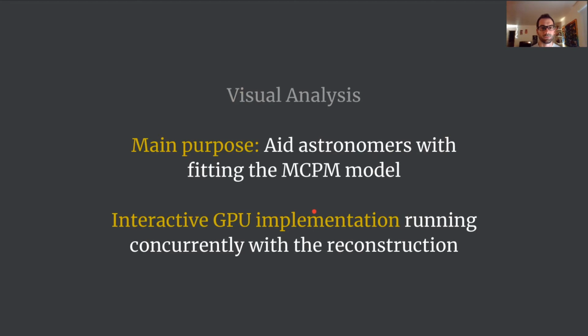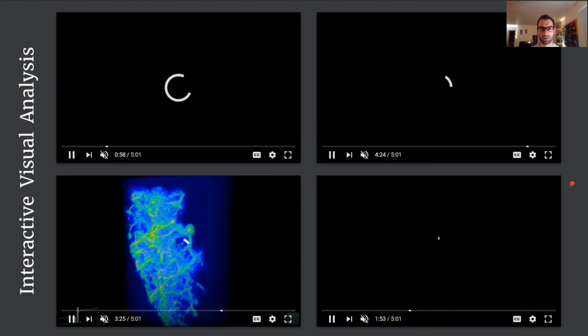So when it comes to the visual analysis, the main purpose here is to actually help astronomers with fitting the slime mold, so-called MCPM model, to the galaxies or to whatever data they feed it. And this by itself is implemented interactively on the GPU and runs in kind of lockstep with the simulation. And this is what it looks like.